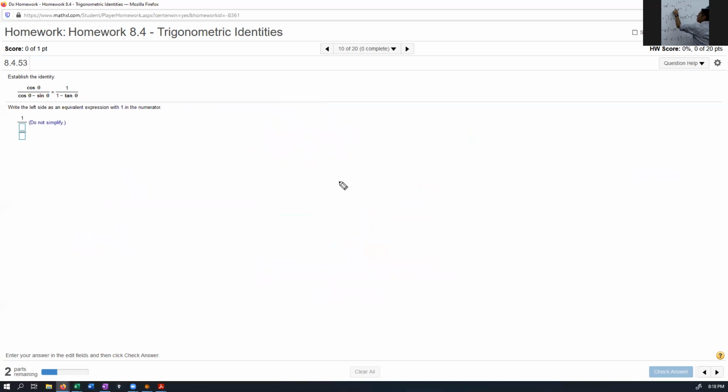All right, so cosine theta over cosine theta minus sine theta equals 1 over 1 minus tangent theta. All right, so I'm going to start with the left-hand side. Here's something real tricky. I know I need a tangent down here and I have a sine over here like this. If I had a cosine under this, then that would be tangent.